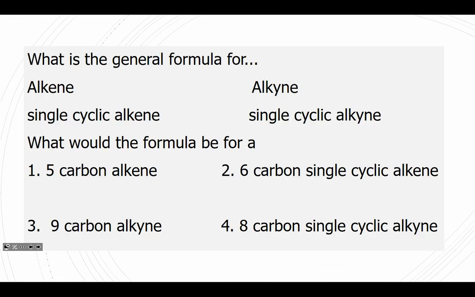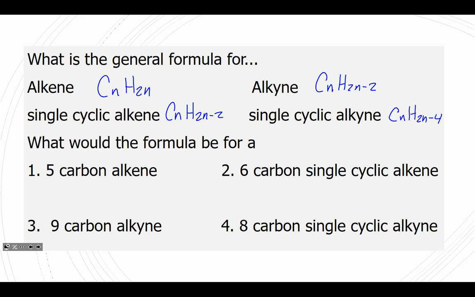What's the general formula for an alkene if you have one double bond? Done. What if it's cyclic with one double bond? -2. What about an alkyne? CnH2n-2. What if it's an alkyne cyclic? Okay, if it has more than one double bond, you just keep subtracting 2 for every bond.